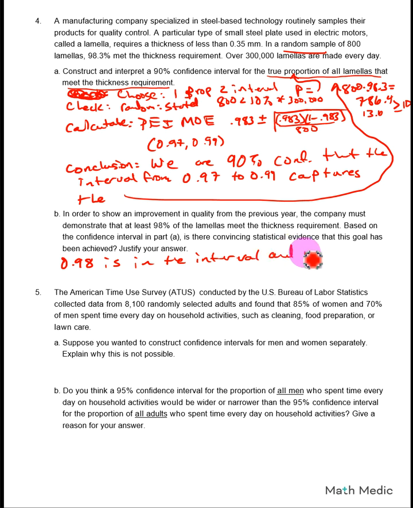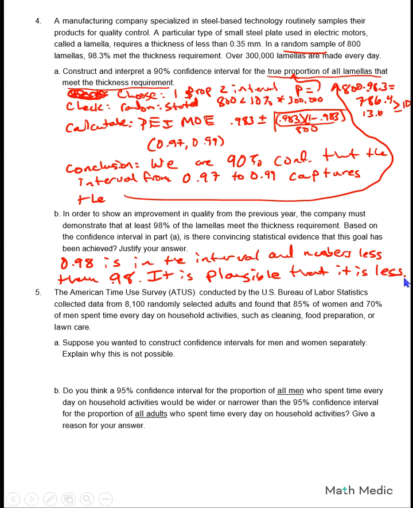And numbers, this is actually the more important part, numbers less than 0.98. It is plausible, because all the values in that interval are plausible, that it is less. Okay, number 5.